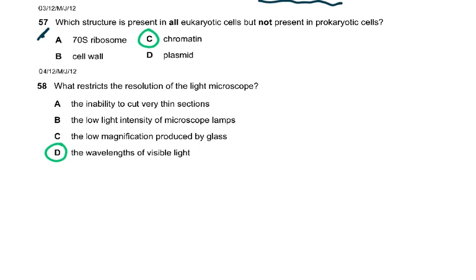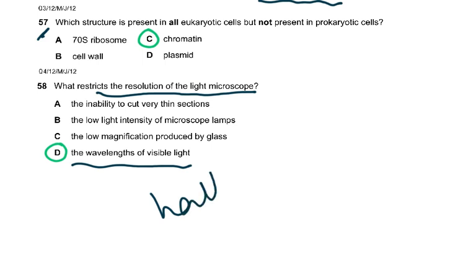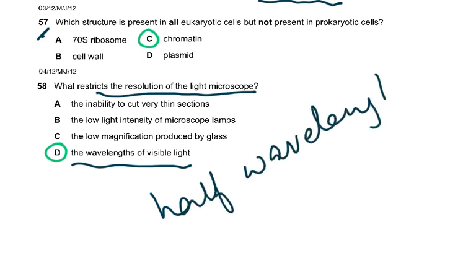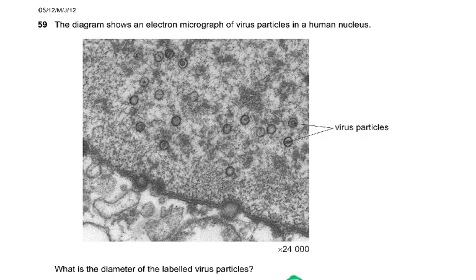What restricts the resolution of the light microscope? The wavelength of visible light. You know, it's half the wavelength. So anything which is, so that is why light has 400. So the wavelength of light is restricting the resolution. If there's any ambiguity, you've got the year and the number of the question, and you can easily find out. If you are not very clear, you can look up the exam report or the mark scheme of that year.